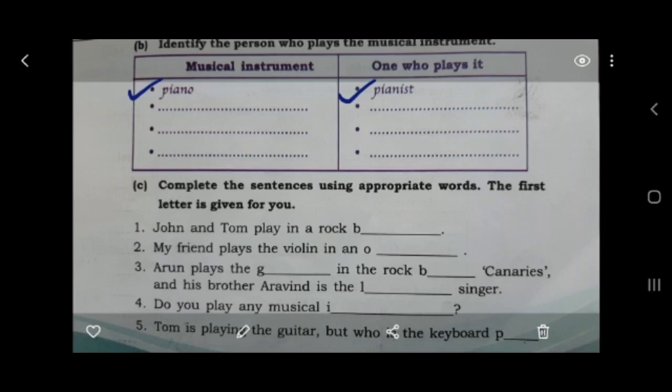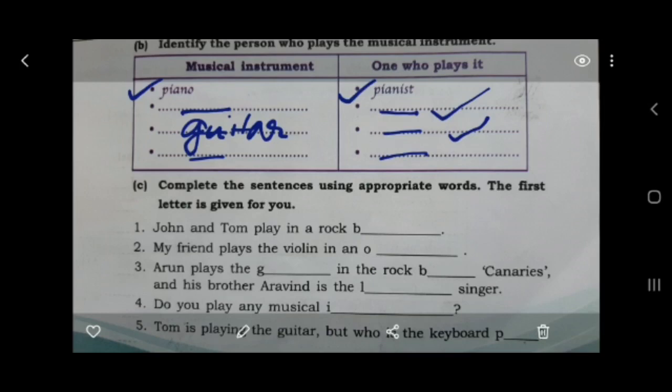What do you call the person who plays tabla? Can you tell? Tablist. And there are some pictures on the same page in your textbook. Now you select some musical instruments and write them down in this space given in that box, and write the person who plays that musical instrument in this place. Okay. Now if you select tabla, you may write tablist here, or what do you call the person who plays guitar, and you write guitar here, and write the name of the person who plays guitar, right? Now you may write in these spaces.